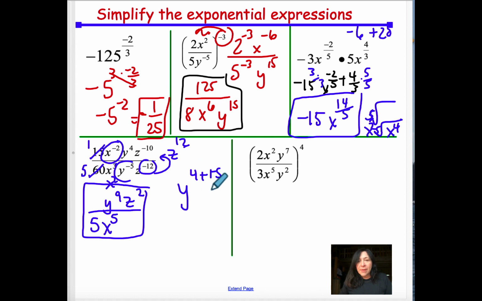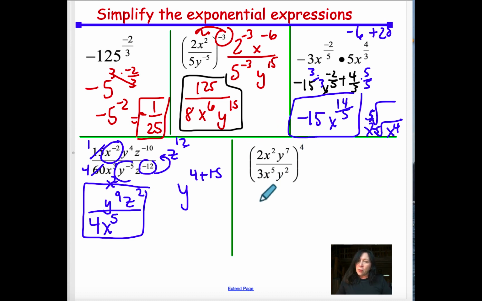Okay, and let's see. Oops, did I mess up on that? That should be a 4, by the way. So, yeah, let me fix that, because 60 divided by 15, fun fact, is 4. Okay, all right, next problem.